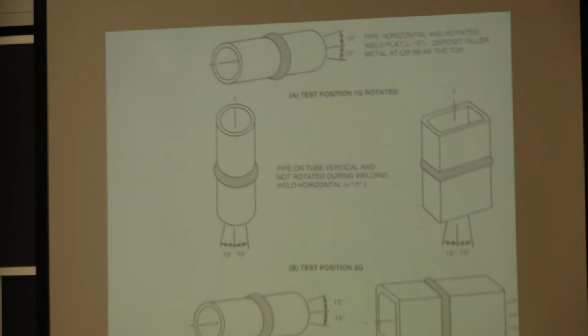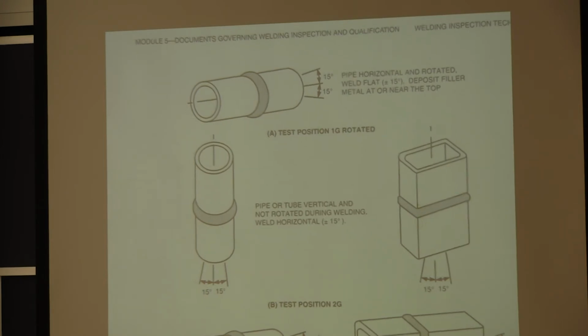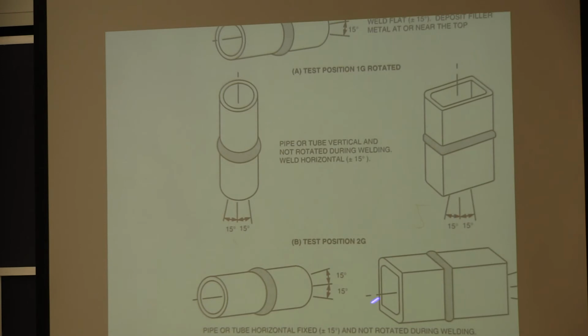And just to show you a couple on the pipe. So this right here is a 1G because the pipe's being rotated, as opposed to this down here actually looks the same, but it's a 5G because the pipe is fixed rather than being rotated. This would be 2G. The pipe is vertical and the weld would be horizontal.